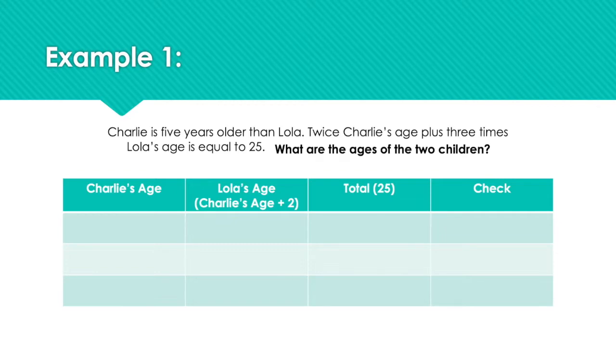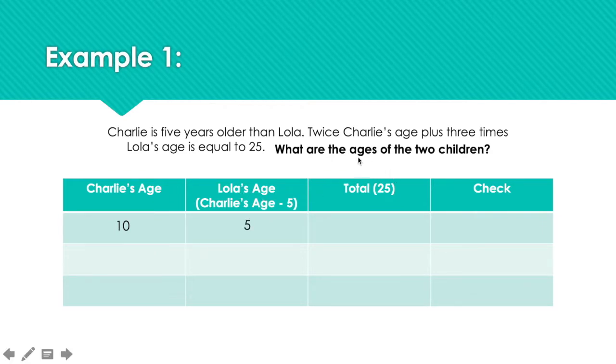My first column is my first unknown, so I don't know Charlie's age. So Lola's age is my second unknown, and that's Charlie's age take away 5. Since Charlie's 5 years older, the total when we do our sum is going to be 25, and that's what we're working towards. And then our last column is check to see if we've got it correct. So I'm just going to guess Charlie's age, and I know he's a kid. It's going to be less than 25, so we're just going to guess about halfway and go with 10. Now that makes Lola's age 5.